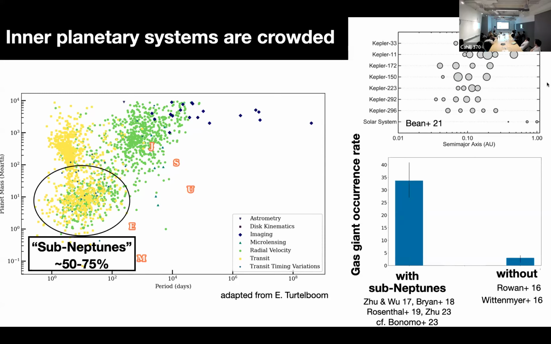And that's not even counting their more distant companions, these cold Jupiters, whose occurrence rate seems to shoot up if you control for the presence of an inner sub-Neptune. So you should think of these planetary systems inside of a few AU as crowded, dynamically active systems.